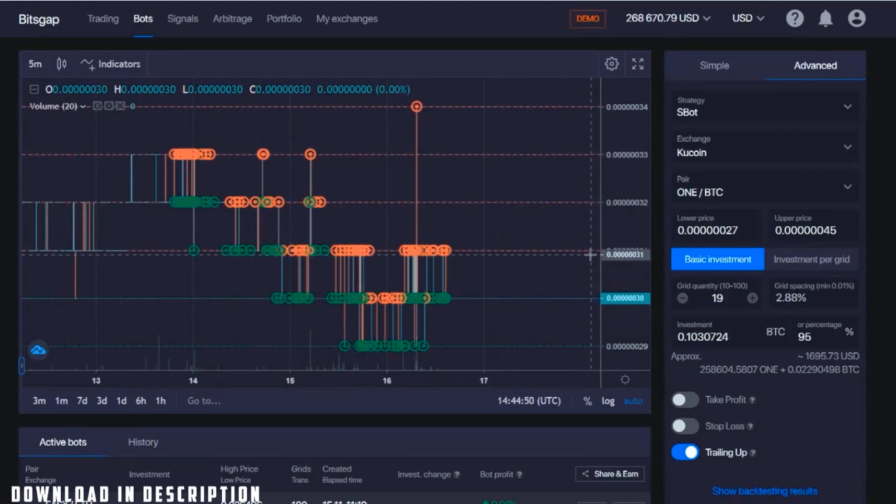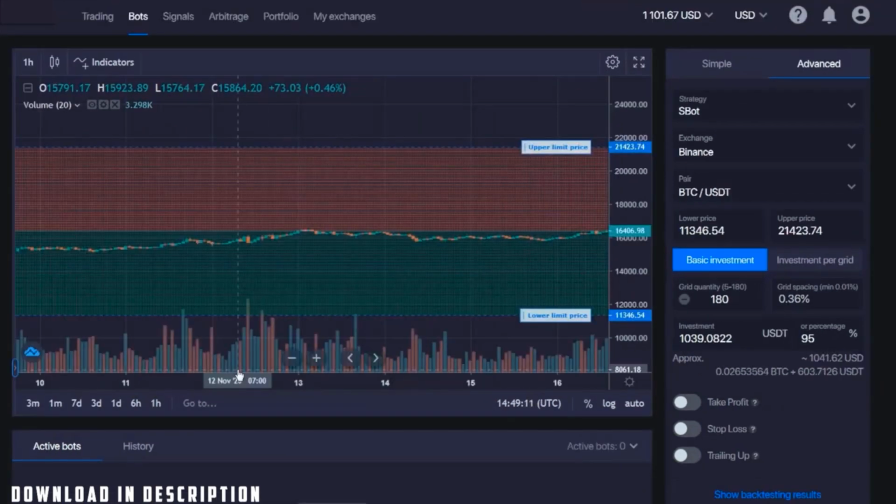So let's set up a trading bot then, shall we? Brand new, and I'll show you how to go about doing it. So this is my live account, so $1,000, well it was $1,000 yesterday, it's up now by $1,101 today. I've closed my trading bot down and I'm going to create a new one.